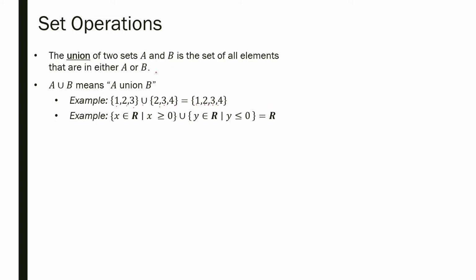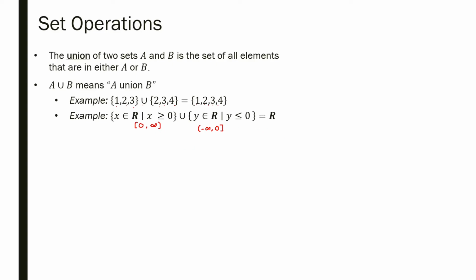Another example. The set of all real numbers, x, such that x is bigger than or equal to 0. What is this? This is just all real numbers that are bigger than or equal to 0. So you could think of this as maybe interval notation. This is 0 to infinity, including 0. The set of all real numbers y such that y is less than or equal to 0, this would be all the real numbers less than or equal to 0. So you can think of this as that.